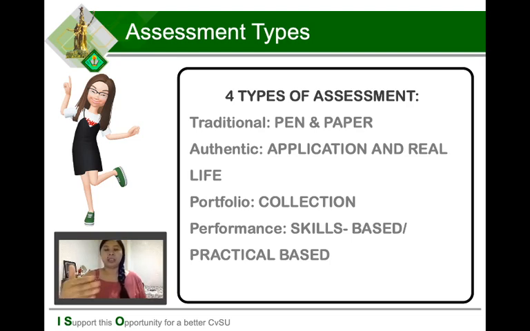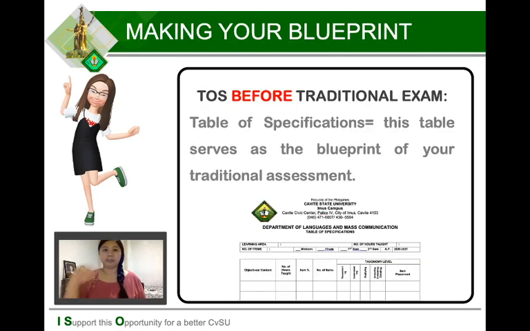But the next slides would be dwelling on the traditional type. So for you to do your traditional type of examination, you need to create first your blueprint. And that blueprint is what we call the table of specifications. So why do I say that it is a blueprint? I've already given you a copy of the table of specifications in our group. So just take a look at it, just download it so that it can be helpful for you to create your blueprint.